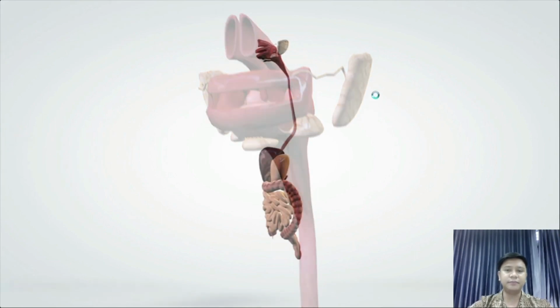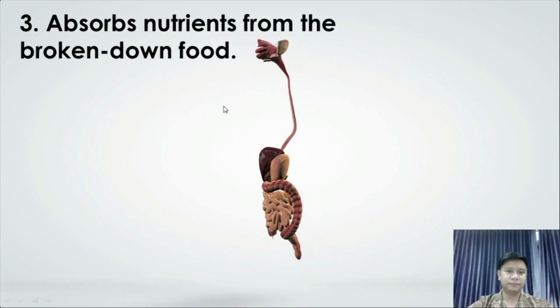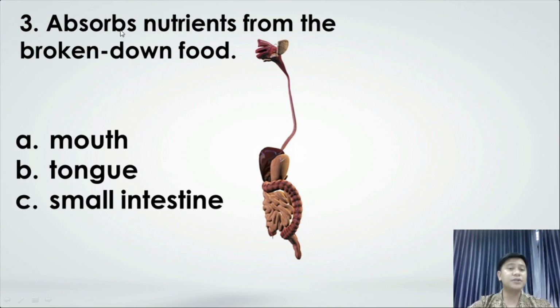Next question, number 3. Absorbs, okay, remember the word absorb, nutrients from the broken down food. When we say broken down food, for example, when we eat some food in our mouth and then it is broken down when we chew. So, letter A, mouth, B, tongue, or C, small intestine. What is the correct answer? Absorb. Remember the word absorb. Letter C, very good, small intestine.